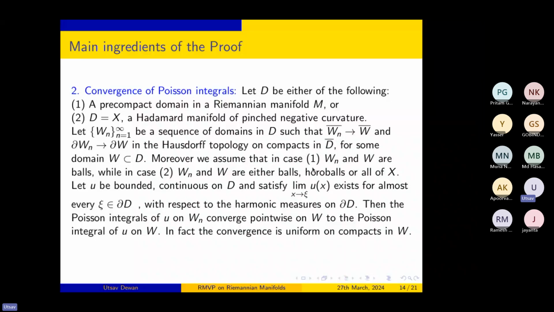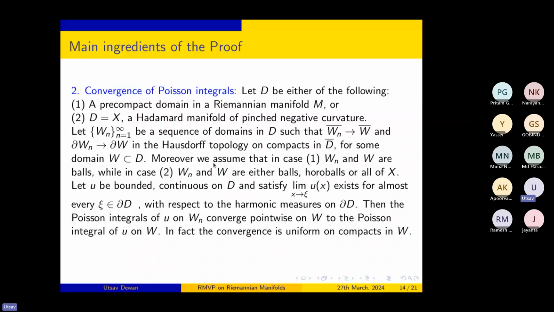So the point is this: you start off with a bounded continuous function U on D, satisfying this sort of boundary limit condition on a full measure subset of the boundary. So on the full space D, you start off with a good function U. It's bounded, continuous, and it also has nice boundary limits on a full measure subset of the boundary. Now, in that ambient space, you look at this sequence of domains whose closure as well as their boundary converge in the Hausdorff topology on compacts in D closure.